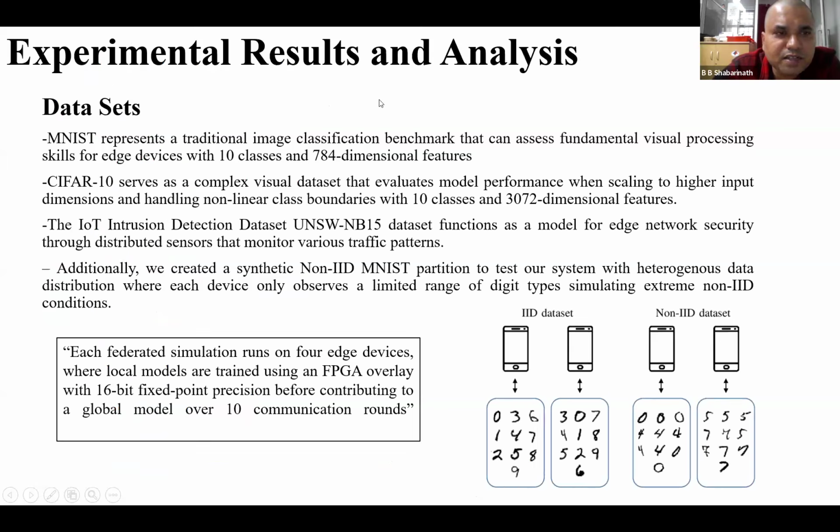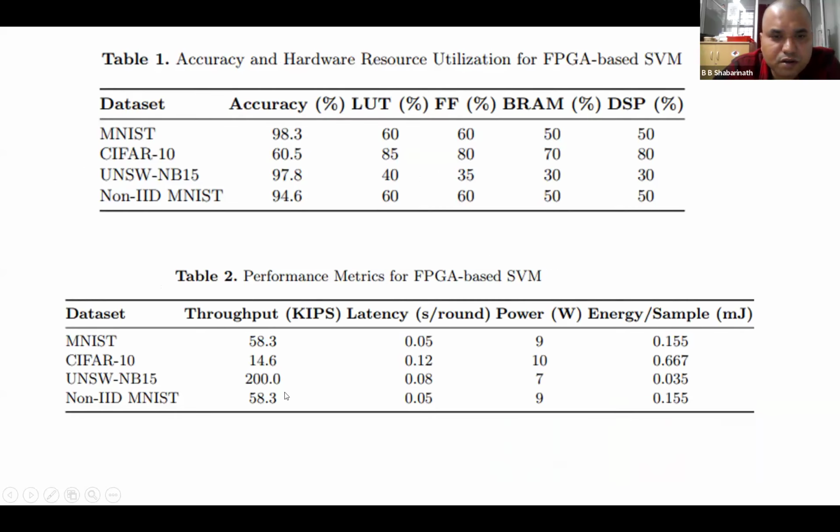Coming to the experimental results, we have used 4 datasets: MNIST, CIFAR10, an IoT intrusion detection dataset, as well as a non-IID version of MNIST partition that we have created. You can see here this non-IID partitioned dataset. Each federated simulation runs on 4 edge devices where local models are trained using the FPGA overlay with 16-bit fixed point precision before contributing to a global model. We have tried almost 10 communication rounds for our setup.